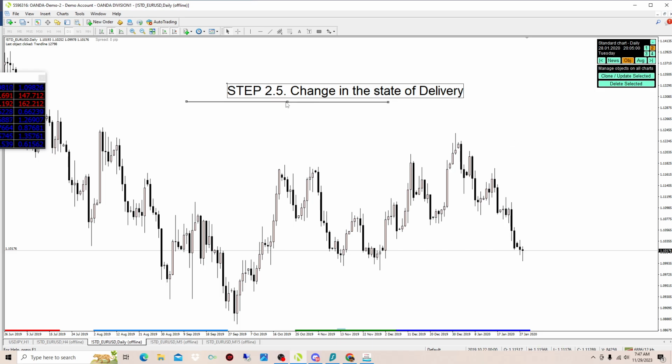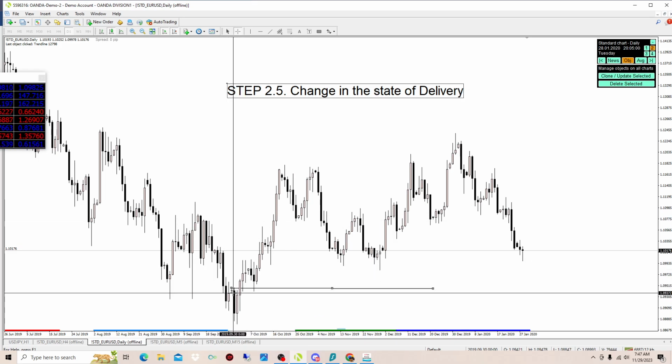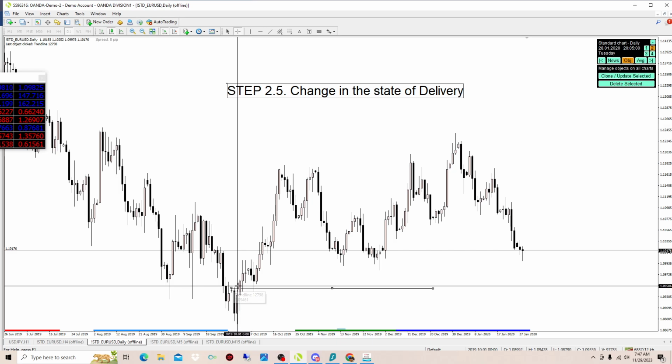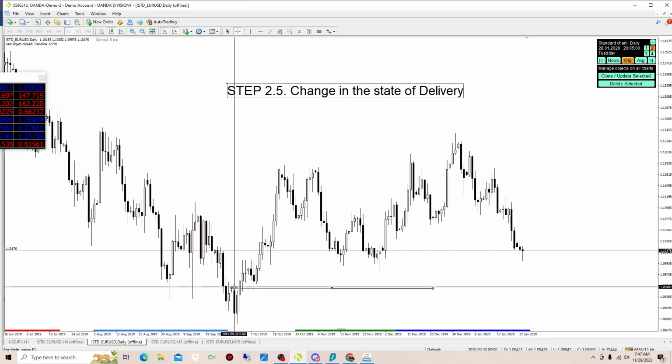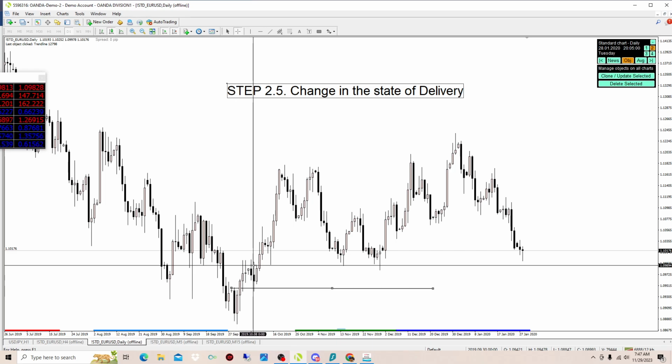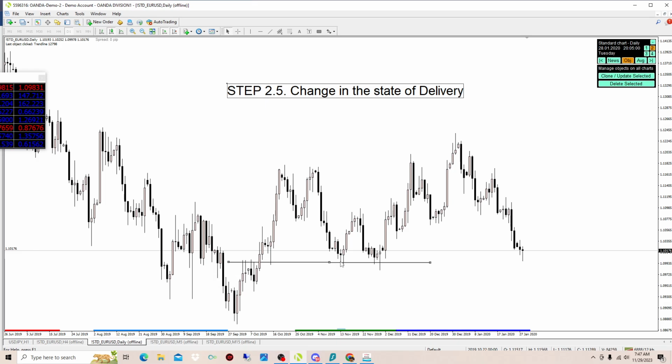Because we're going to go over step 2.5, change in the state of delivery. Change in the state of delivery is simply when in a downtrend, when we close above a down candle, it's a change in the state of delivery for bullishness. So here is access support, boom, boom, pushes up, and then a bearish scenario will be something like this. Notice how we close above this liquidity, and on this one we closed below the liquidity right here.